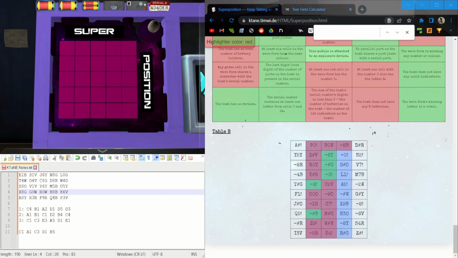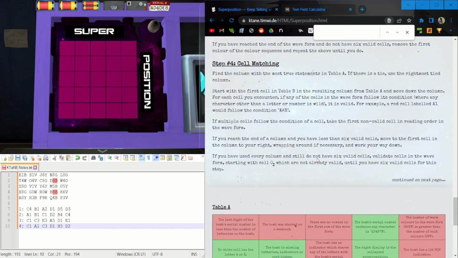8 blue. Do we have 8 blue? Yes, we do. We have 2 cells that have 8 and blue, which are Delta 2 and Delta 4. Both of them are unused, and the first one that comes in read order is Delta 2. So we use Delta 2. Now we have 6. We stop. And those are the 6 valid cells for rule 4. Now we have all the valid cells that we need.